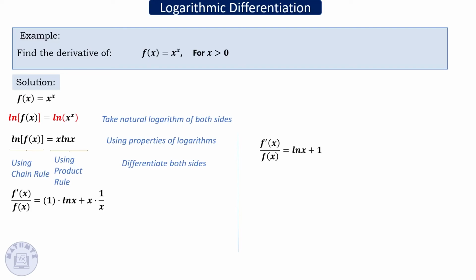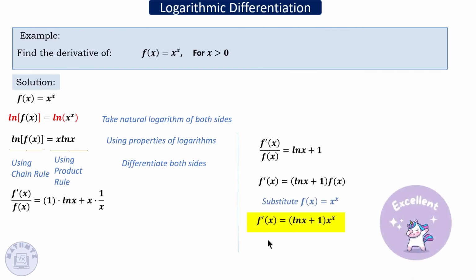Okay, so now I have on one side the derivative, which I need to evaluate over f of x, and on the other side I have, after simplifying, ln of x plus 1. So in this case, I can multiply both sides by f of x and evaluate f of x, which is x to the power x, and this will be the derivative of f of x. So f prime of x equals this expression. That's it for today.